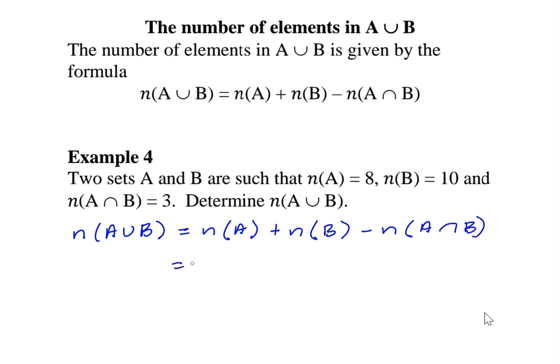So let's put in our information. The number of elements in A is 8. The number of elements in B is 10, minus the number of elements in A intersect B, which is 3. So this is 18 minus 3. The number of elements in A union B, using the formula, would be 15.